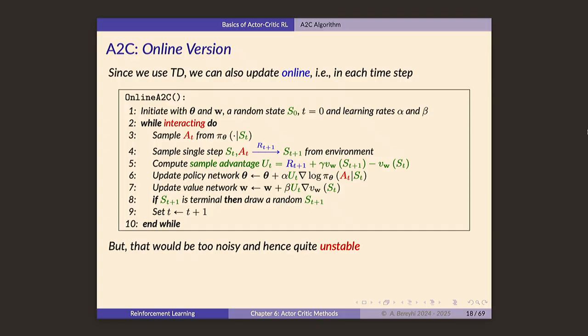But you can guess that this is not going to be very stable because the frequency of the updates you are doing is so fast that your value network is not really able to capture the policy at all. It does not have enough samples to update, and it just starts to jiggle around.